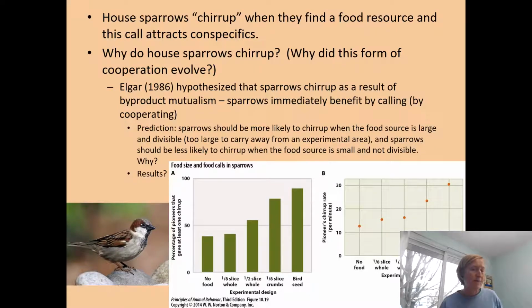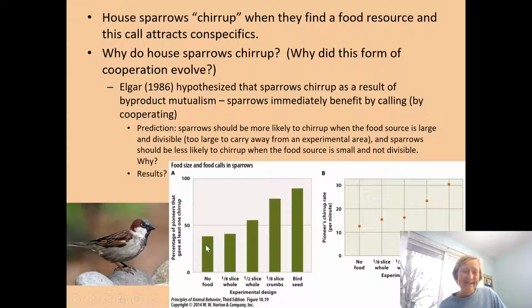Well, let's take a look at what they found. So on the left here, we've got the percent of pioneers. Pioneers would be like the first bird arriving at a food source that gives at least one chirrup. And then over here we've got the pioneers' chirrup rate. That's the first bird arriving, the rate at which they're chirruping per minute. And then we've got a whole bunch of different options that they laid out. They laid out no food, or an eighth slice of bread, a half a slice of bread, an eighth slice of crumbs. So they took a slice of bread, an eighth of a slice of bread, and crumbed it up. Or they put out lots of birdseed.